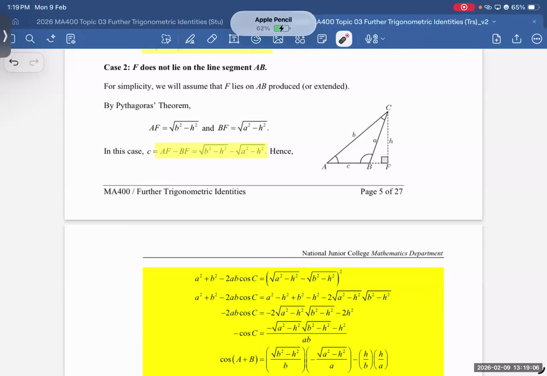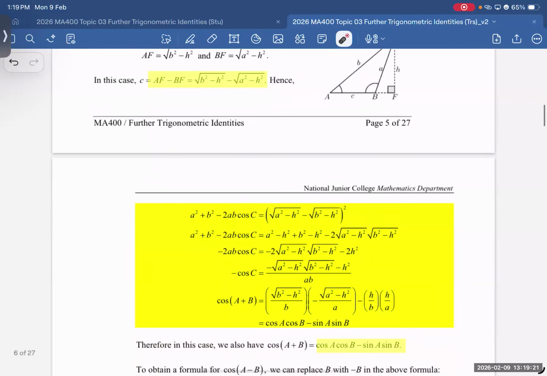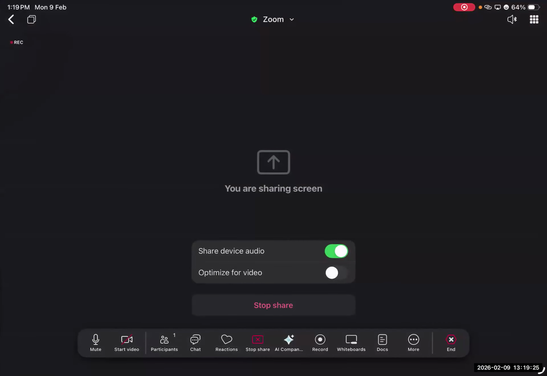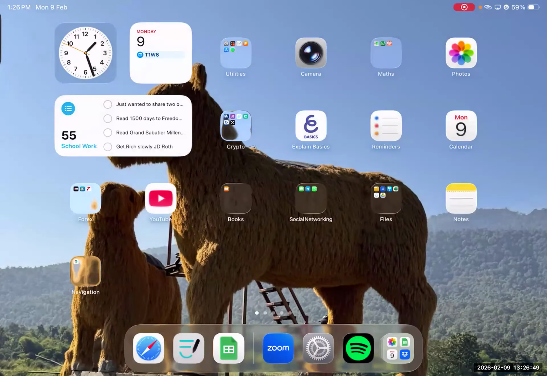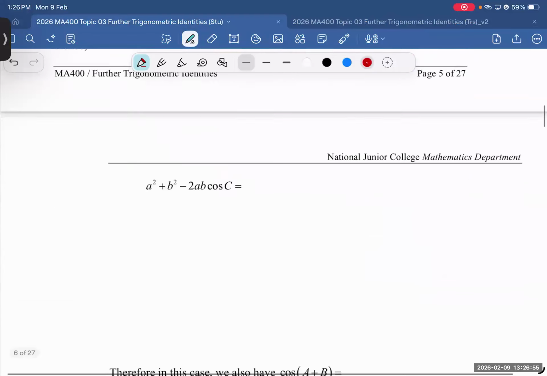On the bottom of page 5, case 2: proving a cosine where the f does not lie on the right segment. Give me a try. Just going to pause here for you to copy. One second. Okay, so I go on. Next one.